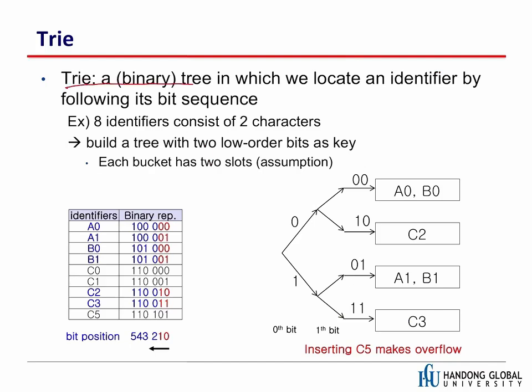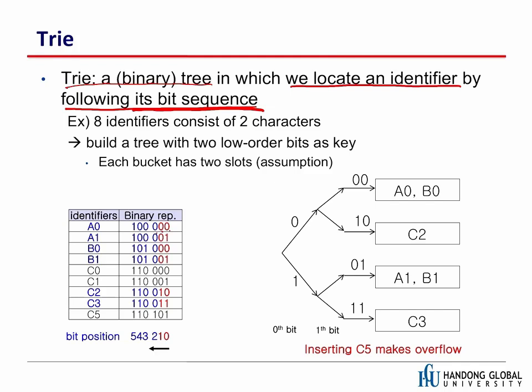So a trie is a binary tree in which we locate an identifier by following its bit sequence. In the previous slide, we followed the characters, but if it is a binary representation, we follow its bit sequence. And in the previous slide, we followed the first character first, and then the second character and third character. But in the binary representations, in these examples, we are going to follow the last digit first, and then the next one and the next one. So the direction is opposite. We have an example here.